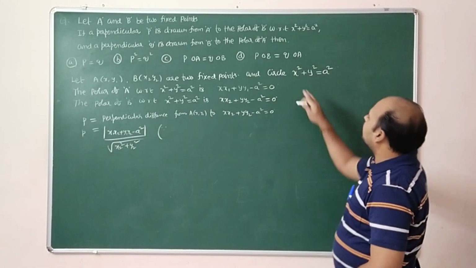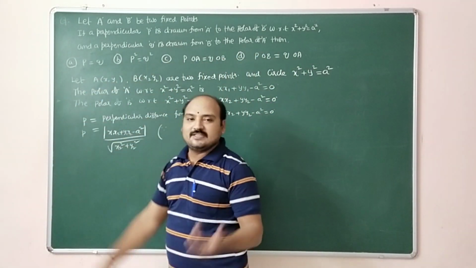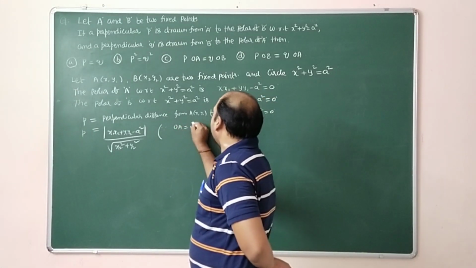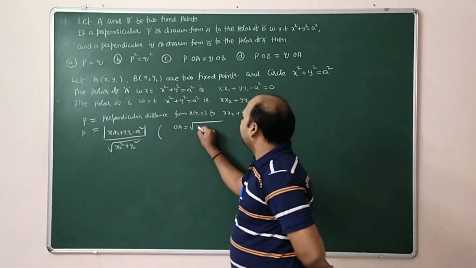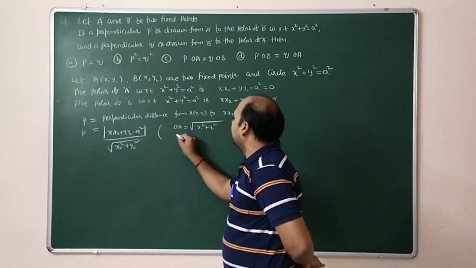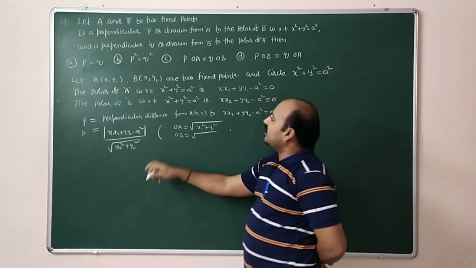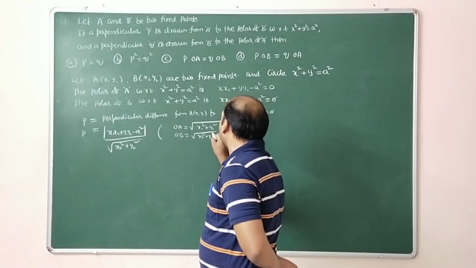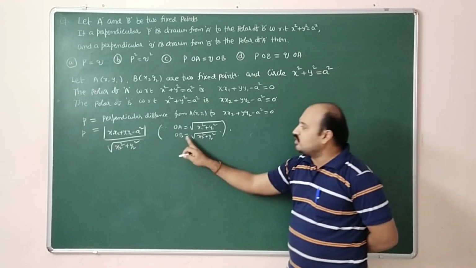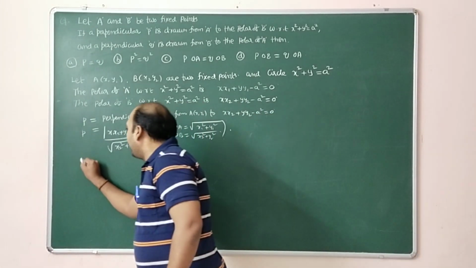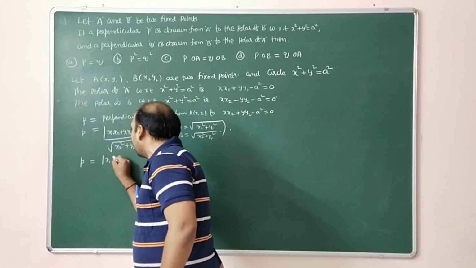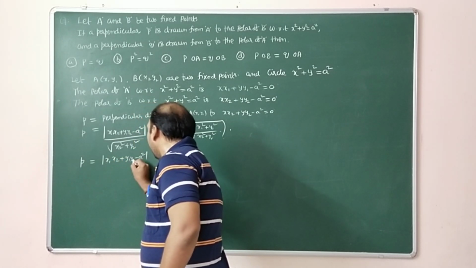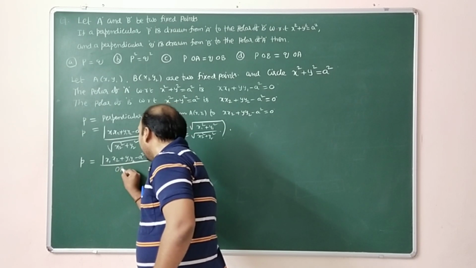But if you observe OB and OA like this, it will be there, no? So OA is equal to the distance between the origin and this point (x1, y1), root of x1 square plus y1 square. Similarly, OB is equal to root over x2 square plus y2 square. So in place of root of x2 square plus y2 square, we can replace with OB. So P equal to mod x1 x2 plus y1 y2 minus a square, divided by OB.